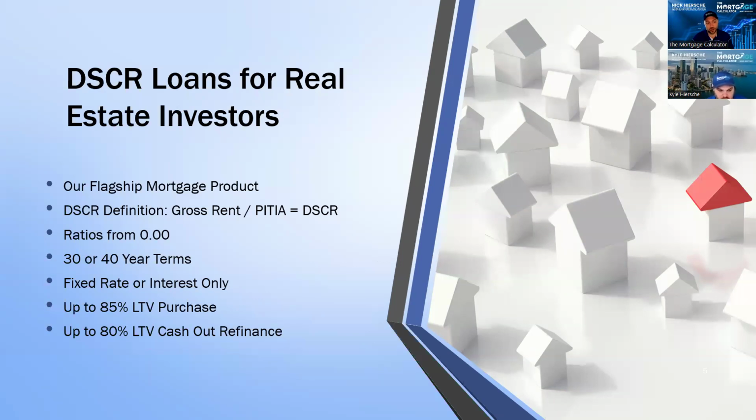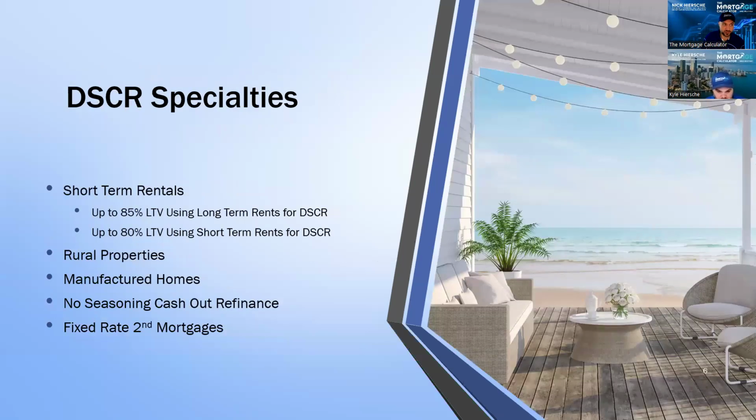We have 30 or 40-year terms under DSCR, tons of flexibility. We even have a 15-year that just came out today, actually. Fixed rate or interest only options, 85% LTV purchase options, absolutely amazing, and 80% cash out refinance, absolutely amazing. And we can even do special types of loans, a very popular request being short-term rentals. We can do up to 85% LTV purchase if we can use long-term rents for the DSCR value, and if we have to use the short-term rents, we can go up to 80% LTV. So pretty amazing options there for a vacation or short-term rental.